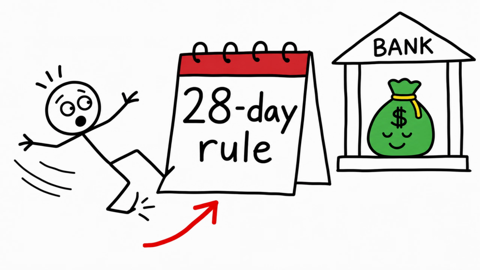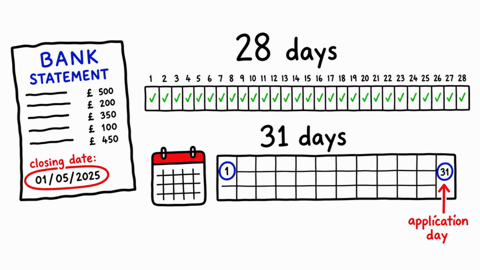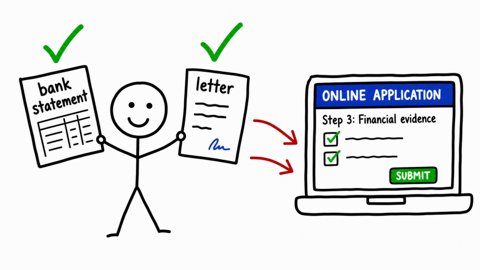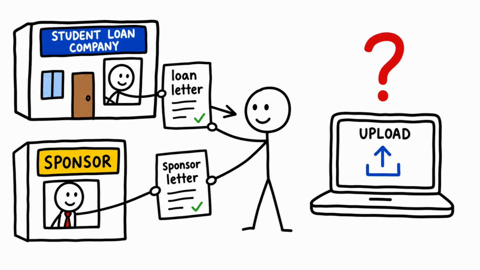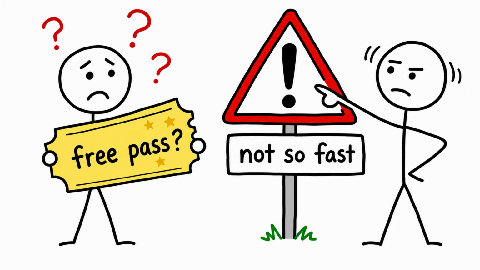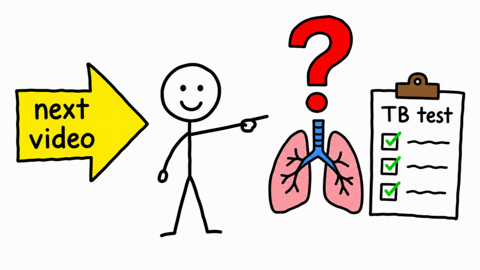Now, there is a timing rule that trips a lot of people up, and it's called the 28-day rule. That money has to sit in your account for 28 days in a row, and the closing date on your bank statement has to be within 31 days of the day you apply. You'll usually prove all of this with bank statements or with a letter from your student loan company or official sponsor. Now, some nationalities don't have to upload this upfront, but I'll be honest with you, that's not the free pass you think it sounds like, and I'll explain why in the next video.